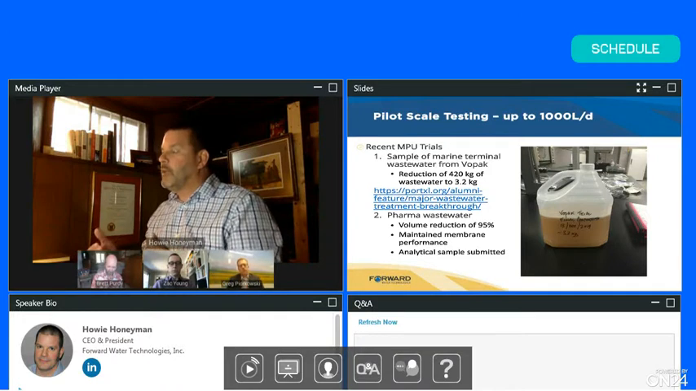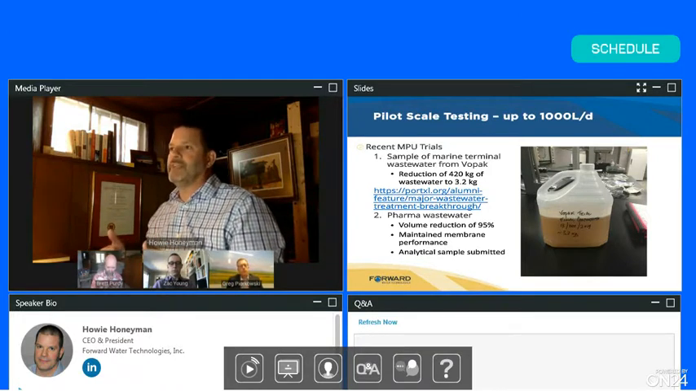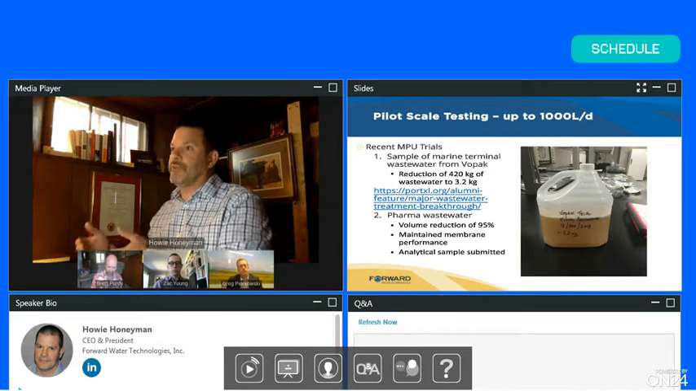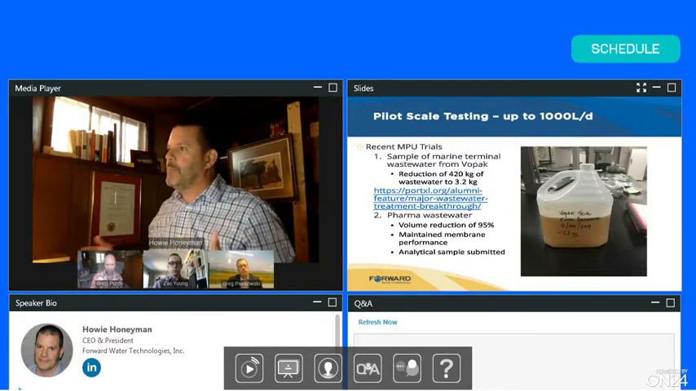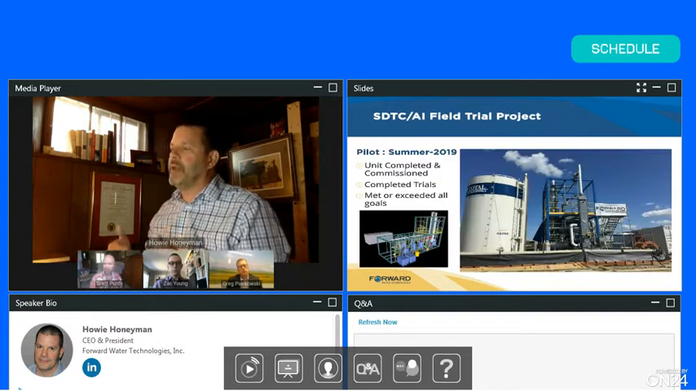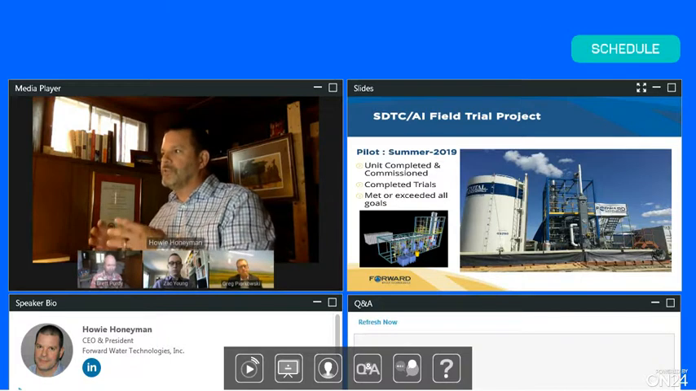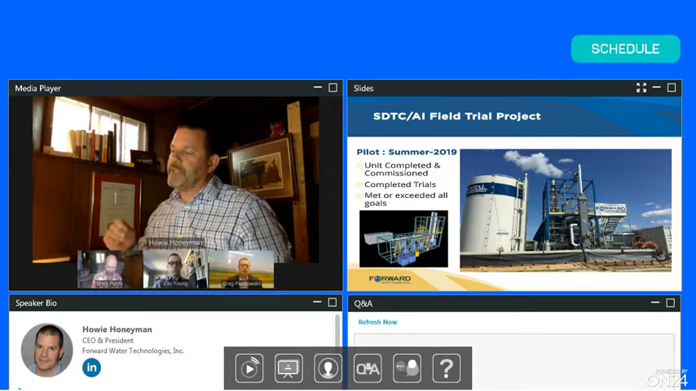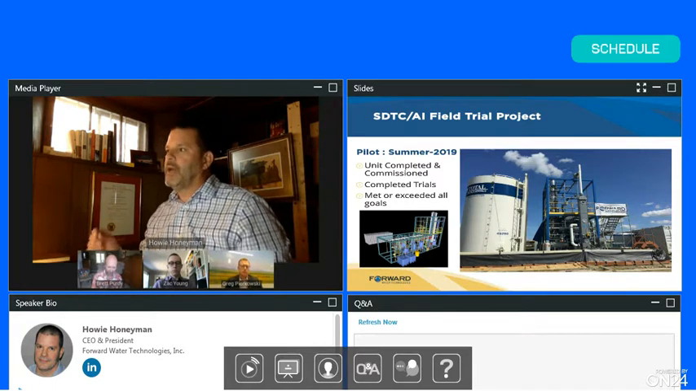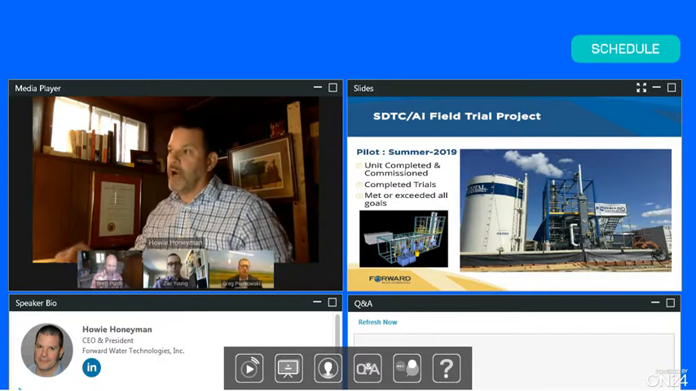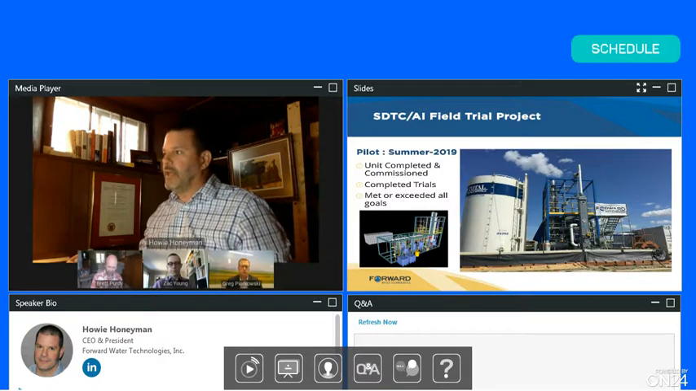But again, we haven't done this at scale. We haven't done this large enough. We have to show that it works at full scale. And that's where our project with Alberta Innovates came in, also with SDTC. What we did is we designed a large commercial volume scale field pilot unit that would be able to treat up to 15,000 liters a day, and show that the process was not only scalable, but met all of our goals in terms of energy consumption, operational needs, and the like.